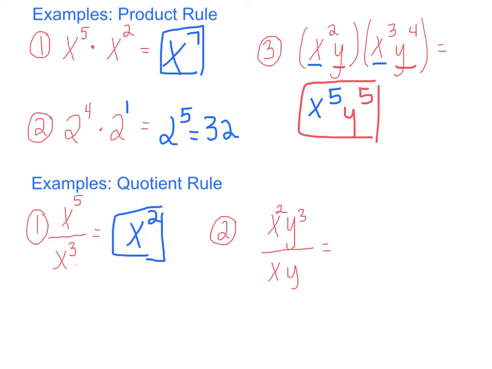Number 2, when we're subtracting, x squared is up top and x is in the bottom, so when we subtract them, we get 1x. Same thing for the y's: we subtract and we get y squared. These are all in the numerator because we want to make sure our answers are positive with positive exponents.